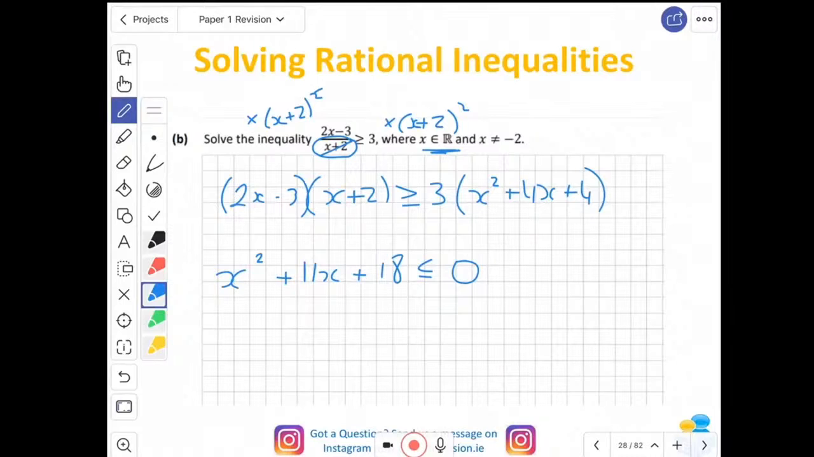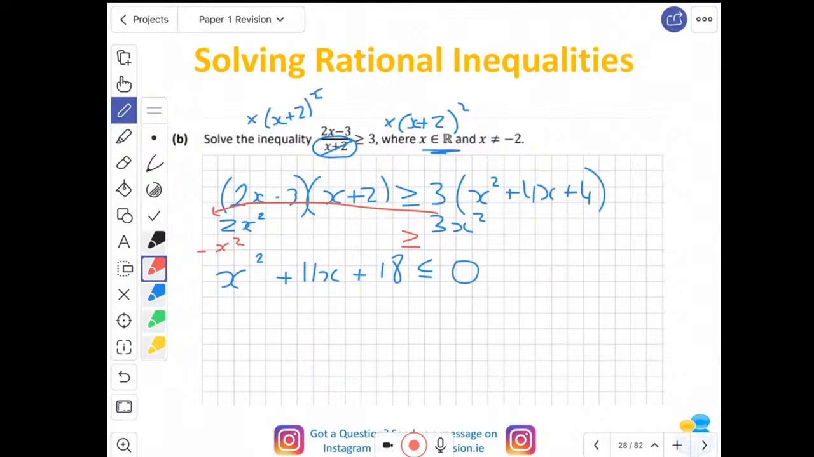Now, the reason the inequality flipped is because when you multiply this out, you end up having 2x squared on the left and 3x squared on the right. So when you bring this over, it becomes a minus, so you end up having minus x squared, which you don't want. That's why we end up changing all the signs, and the inequality goes from being that way to being the other way around.